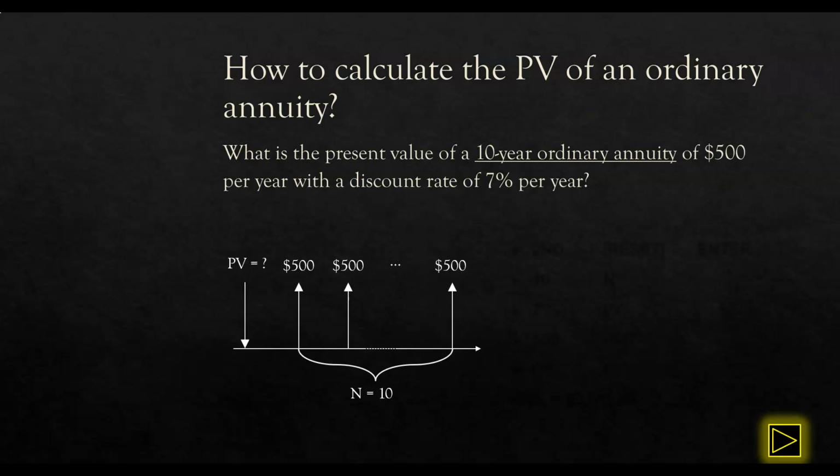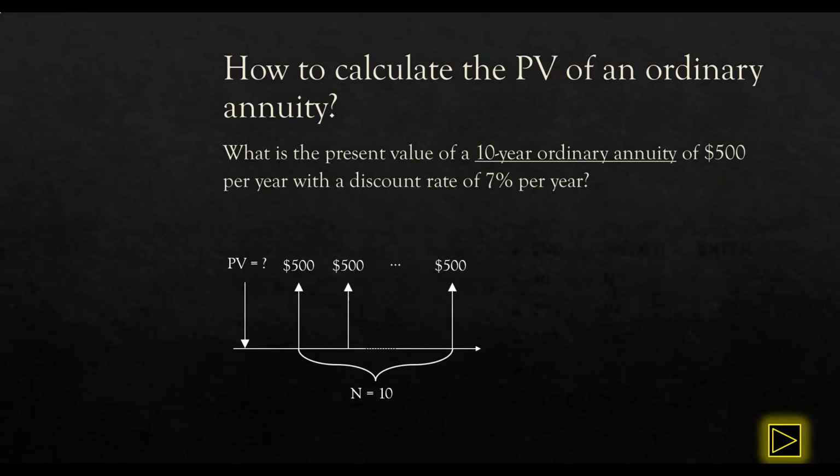And additionally, by ordinary annuity, we're assuming something about the timing of those payments. The first payment comes in at time 1, and we're trying to calculate the present value at time 0. The first payment, like I said, comes in at time 1. The second payment comes in at time 2. So basically you're receiving the payment at the end of each year. That is what we mean by ordinary annuity.